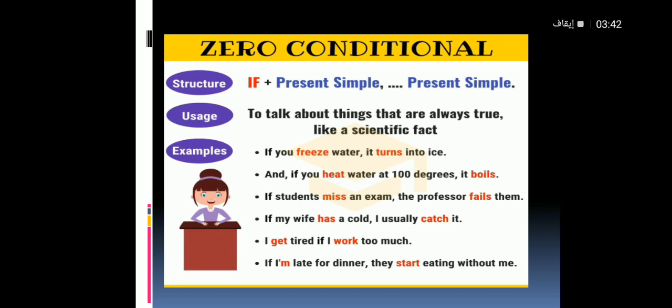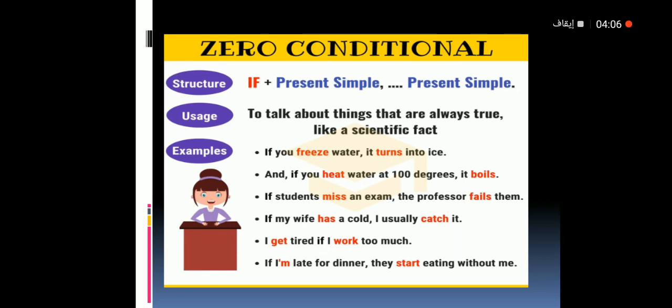If my wife has a cold, I usually catch it. Here, the subject is the wife. Has, we used verb 1, has, and I usually catch it. Here, we use verb 1 with the I, catch, without any addition.